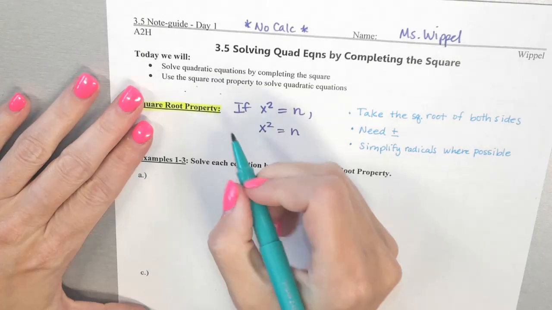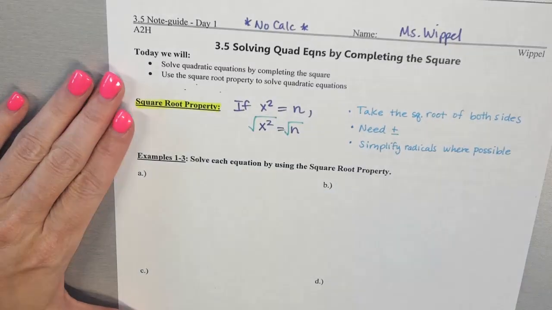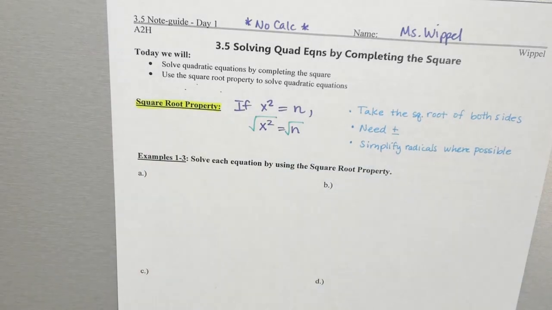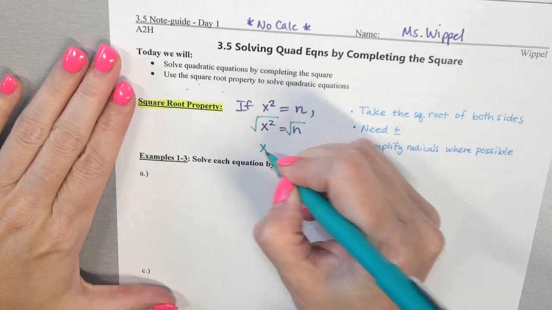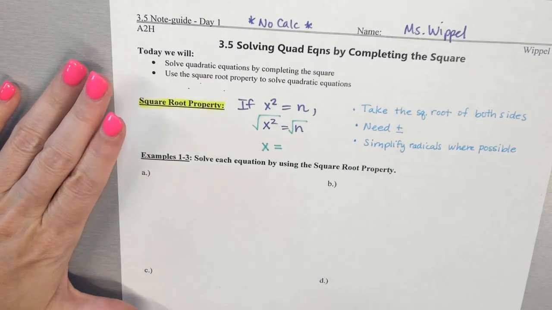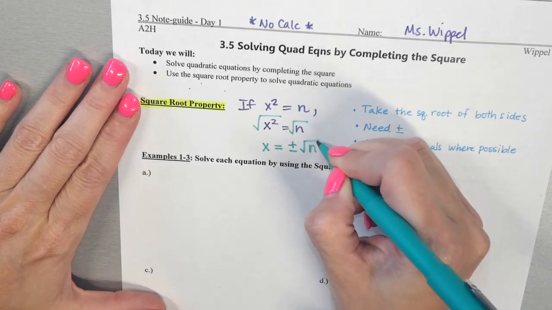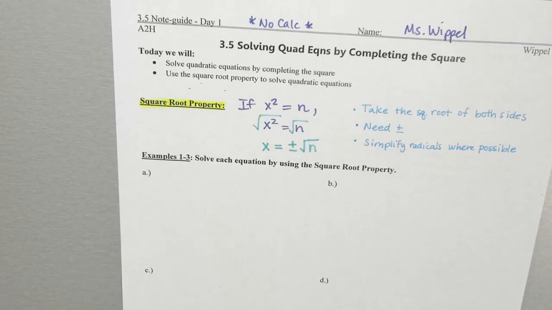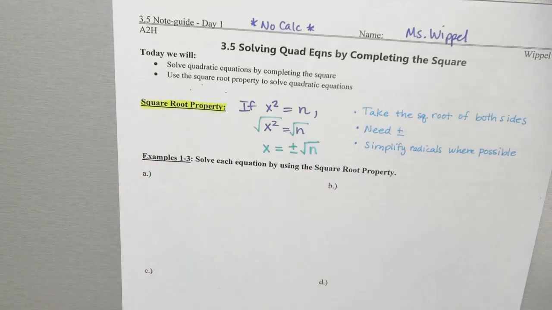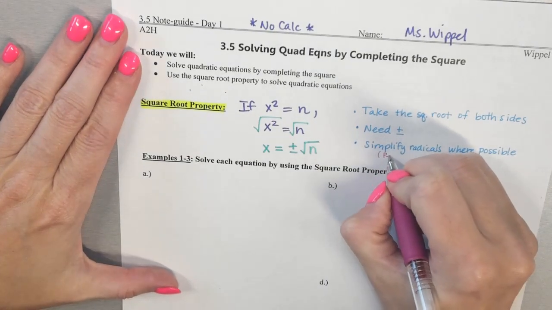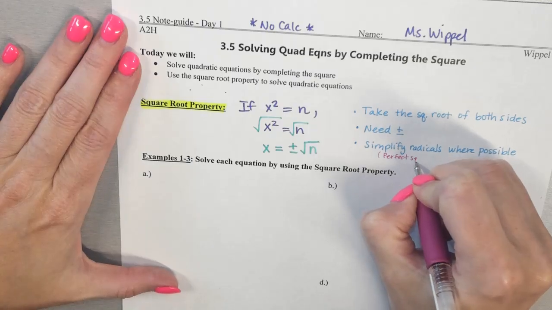You're going to take the square root of both sides. When you take the square root of x squared, okay, the square root and the square are inverse operations, so it undoes that power, and then you're going to have plus or minus the square root of n, and then whatever that value is of n, if there's a perfect square underneath, okay, then you are going to simplify that. So you have to look for perfect squares.